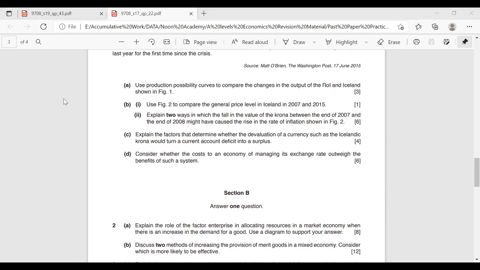I haven't finished exchange rate yet, so I can't say more. Okay, fine, no problem. Right now I do not have the marking scheme. Just give me a second.